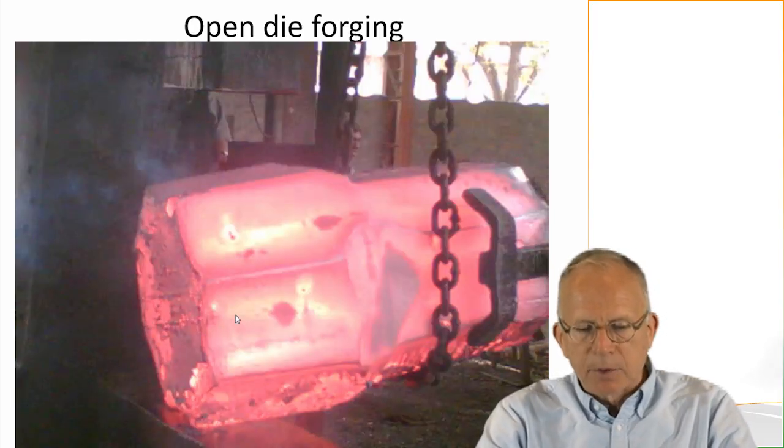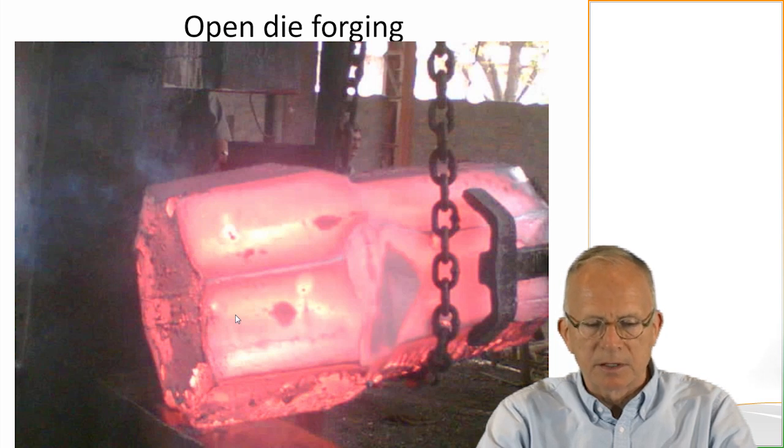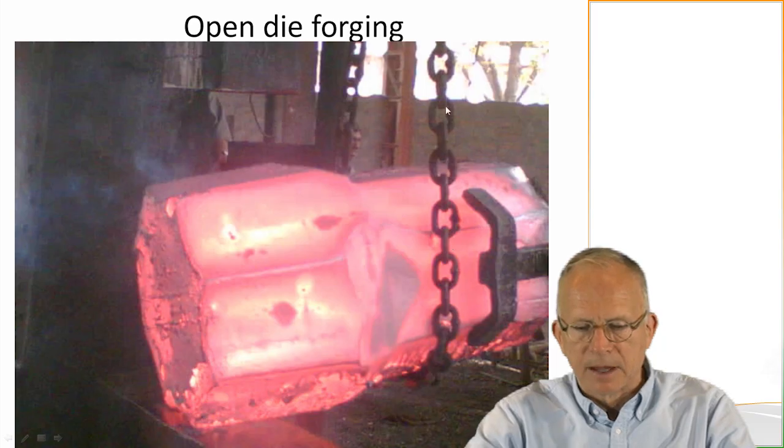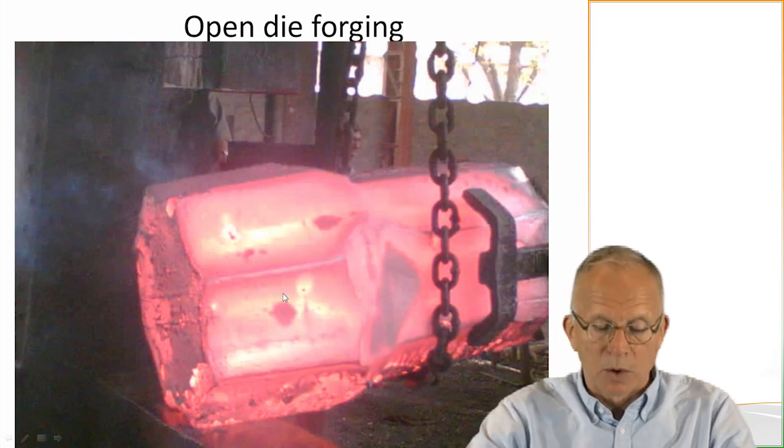So there's lots of different processes, and I've got a few pictures here so we can think about these. This is open die forging. This is quite a large part, and you can see here's the die and the hammer that comes down, and there is the hammer master there, turning this with a large chain and tongs. And obviously it's quite hot.